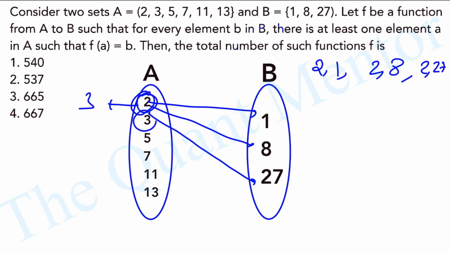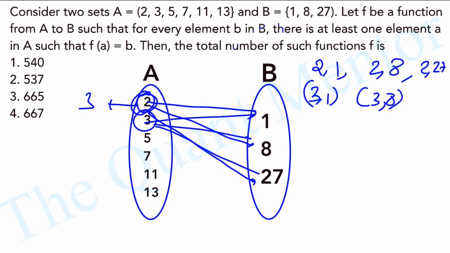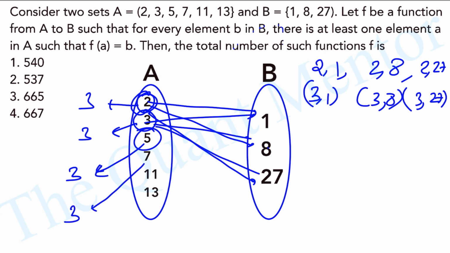Same for the element 3 in set A. 3 could correspond to either 1 or 8 or 27. So you could write 3 corresponding to 1, or 3 corresponding to 8, or 3 corresponding to 27, any of these. So element 3 also has 3 options. Same for the element 5: 5, 1, 5, 8, 5, 27. Same for the element 7, it will have 3 options: 7, 1, 7, 8, 7, 27. And same for the other two also.